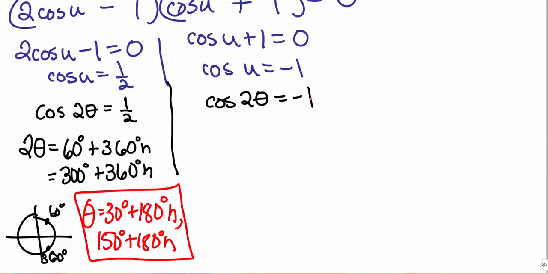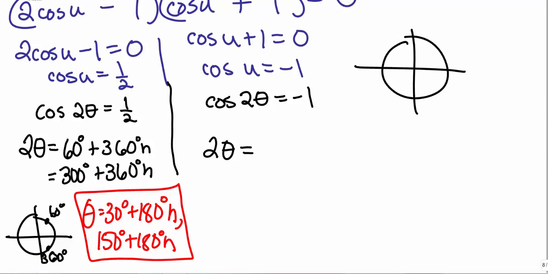So we have 2 partial solutions. Now we want to find the last remaining solution for 2 theta. So we have 2 theta is equal to, and we want to know what value on the unit circle has a cosine value of -1. Now remember, on our unit circle we're looking for cosine values. That's the x values of the point that lays on the unit circle. So that would be 180 degrees that has a cosine value of -1. So we have 180 degrees.